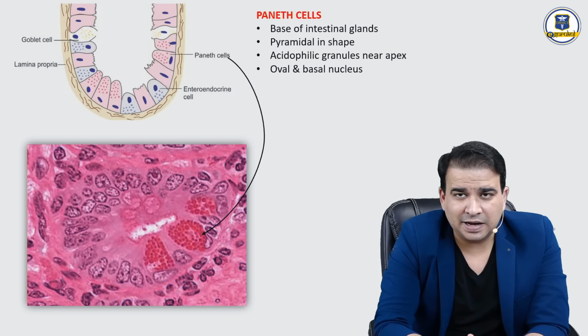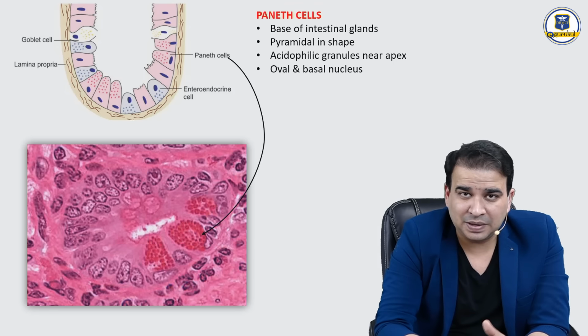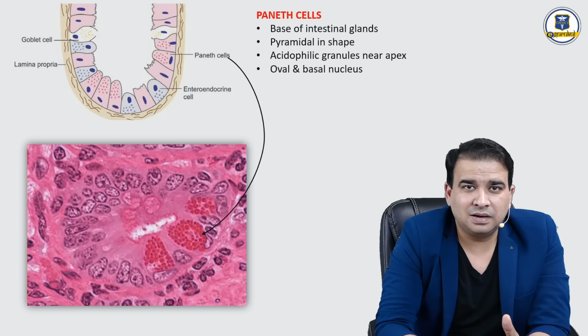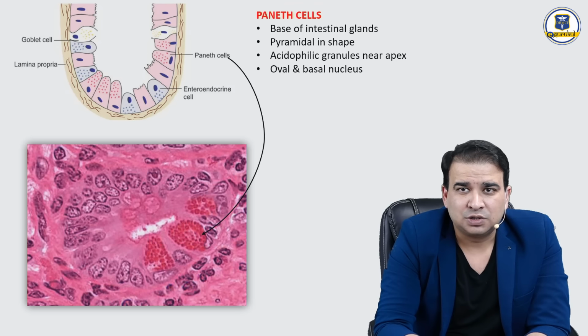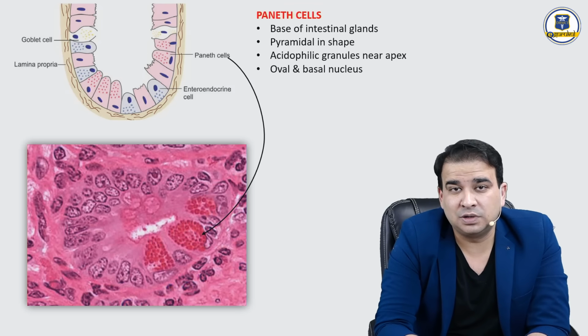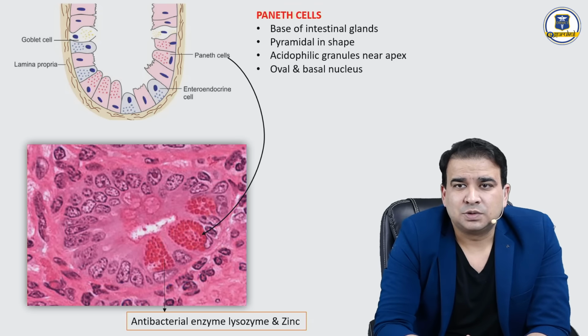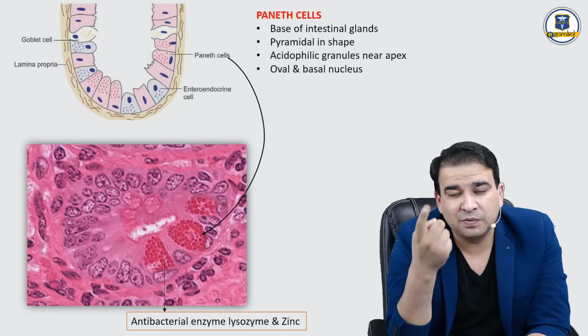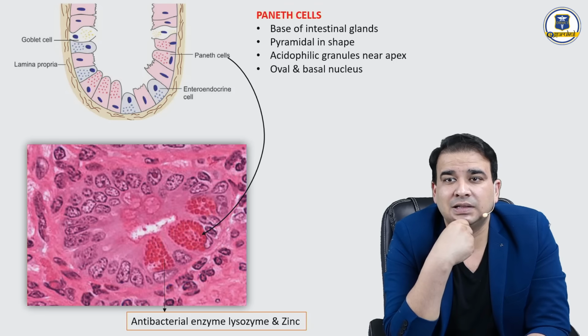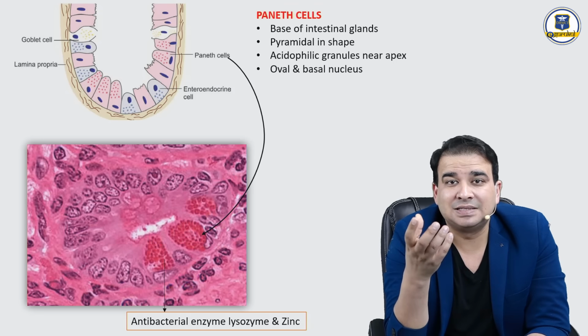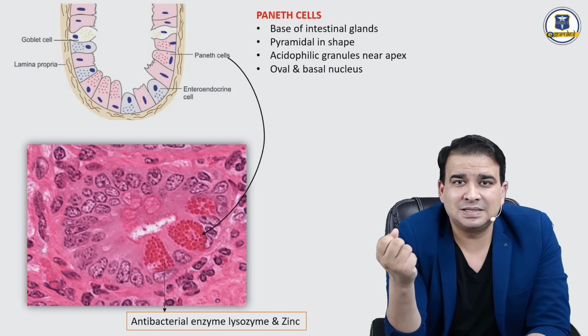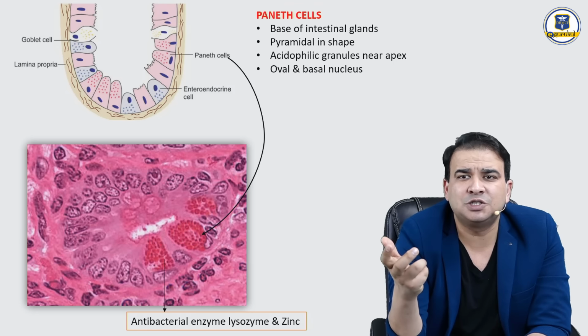And these acidophilic granules, these cells are basically rich in the zinc content and also in the antibacterial enzymes like lysozymes. So they are the cells which are actually maintaining the immunity of the lining of the small intestine. So antibacterial enzymes, lysozymes, and rich in zinc content. And this was a question even asked in the exam regarding the Paneth cell, that which of the following is a feature for the Paneth cell, that they are rich in the zinc content, and that is true.